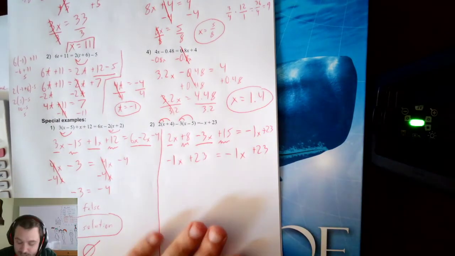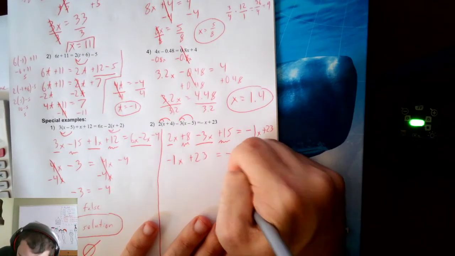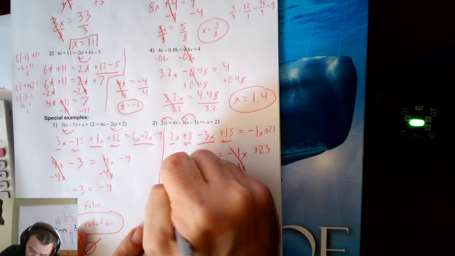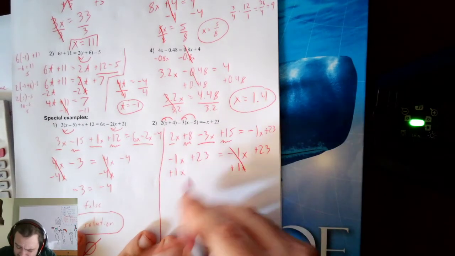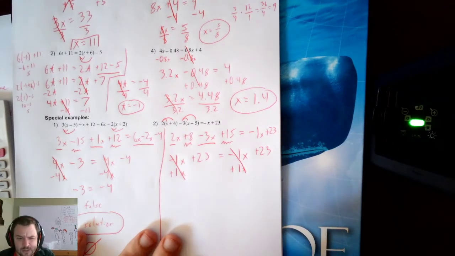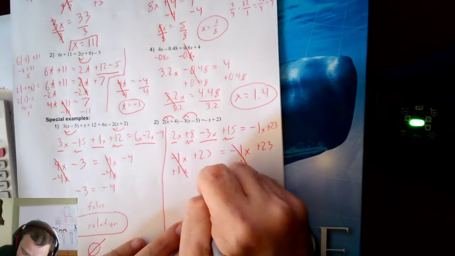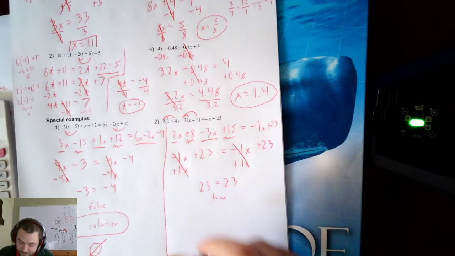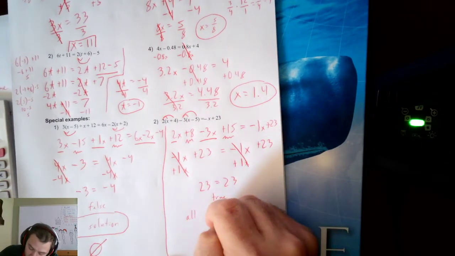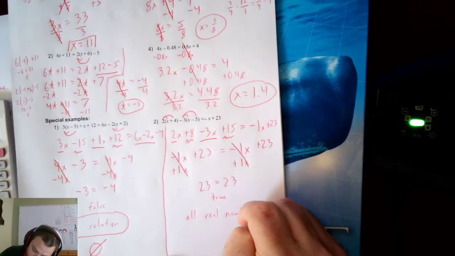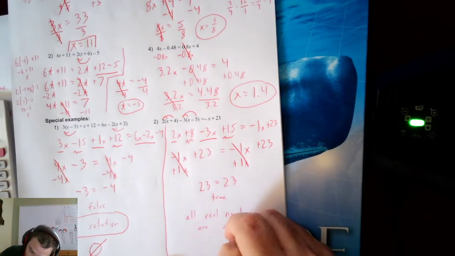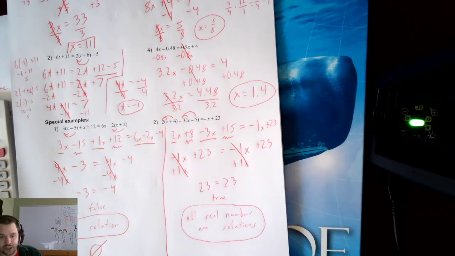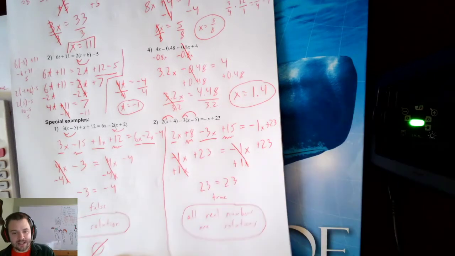Now, I need to move my x's all to one side. If I want to cancel out minus 1x, that's the same as adding 1x to cancel it out, right? And over here, I'll add 1x. And once again, this weirdness of it canceling on both sides is happening, right? But this time, I'm left with 23 equals 23, which is true. This means all real numbers are solutions. All real numbers are solutions. Every number will work in this equation.